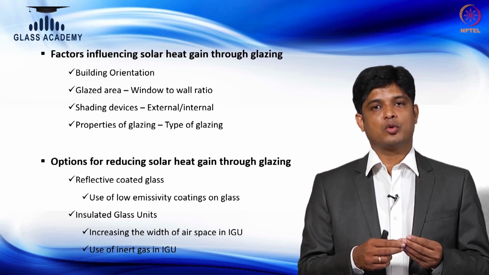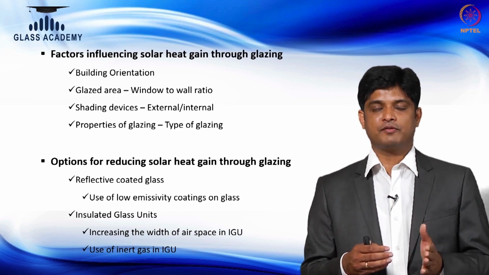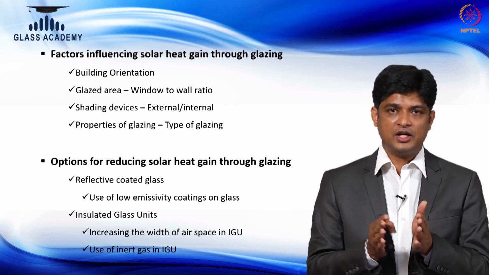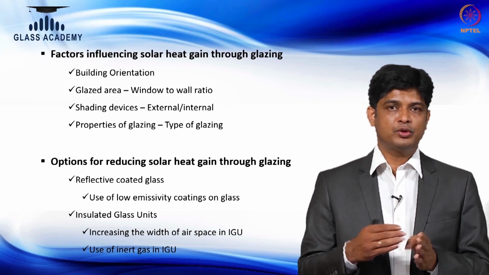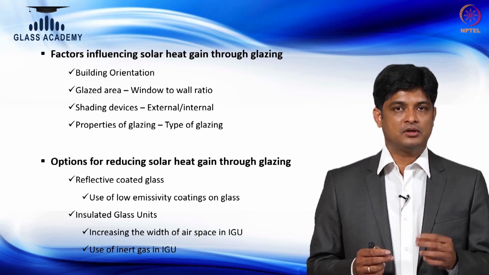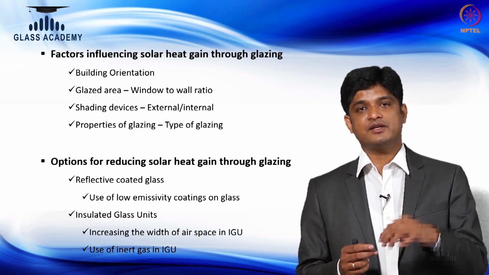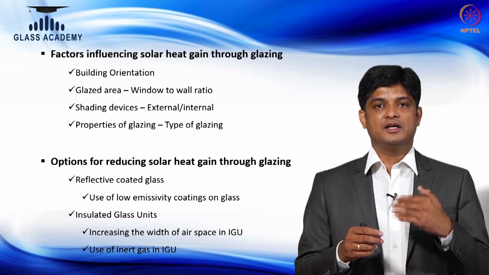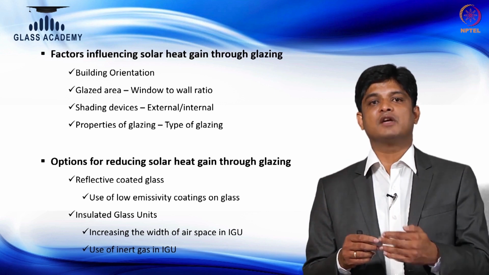So option 1 is your coated glass, which helps you to reduce the solar factor directly because of the coating you use. Second one is, use it in a double glazing format, which can help you to reduce the heat to a certain extent. Or the third option, which we can use, is inert gas in the airspace between the two glasses, which can further delay or reduce the amount of heat transferring.